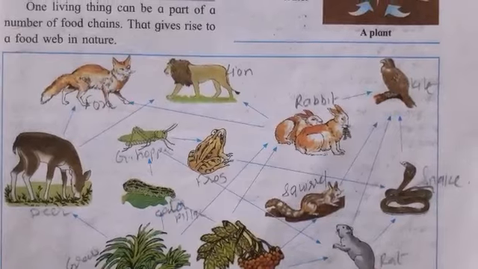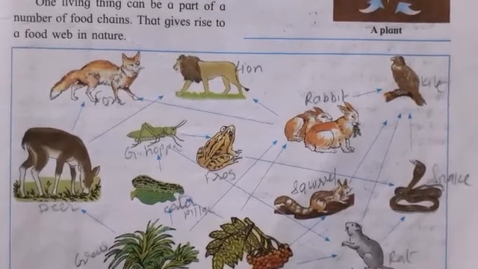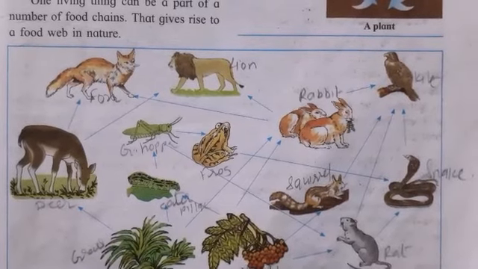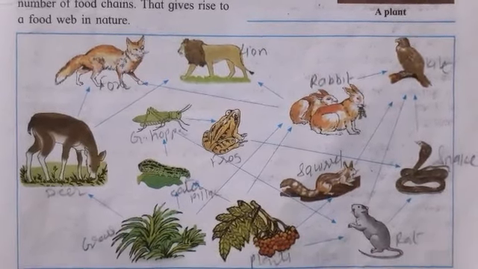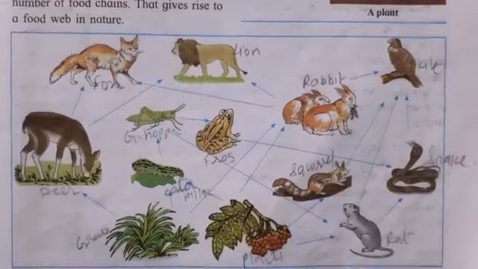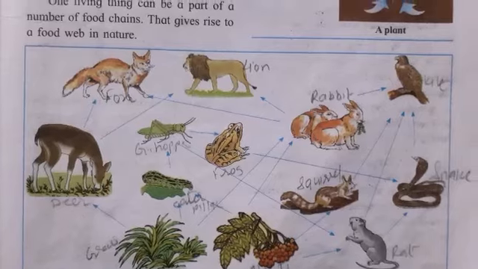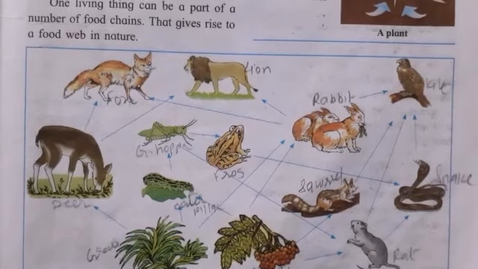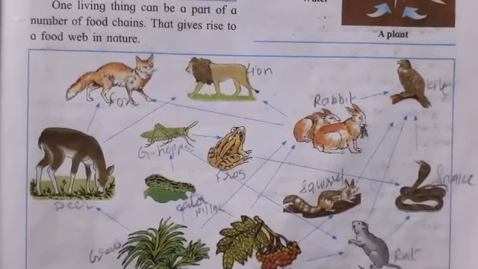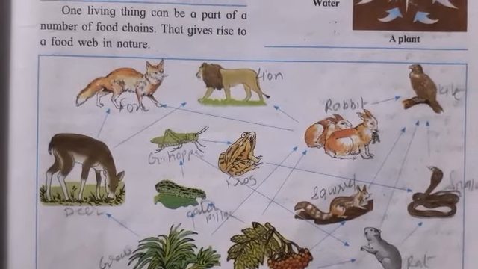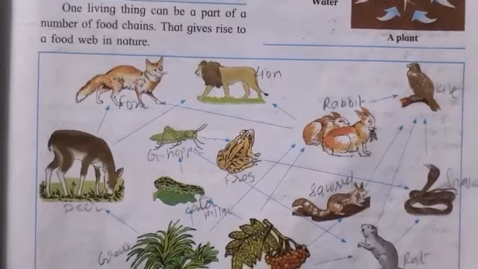One living thing can be a part of a number of food chains. That gives rise to a food web in nature. It means one living thing can be consumed as food by another living being. Many other animals can also eat the other animal as food. It is not that a deer is eaten only by the lion. A deer is eaten by the tiger also, and the leopard also. So many animals can hunt one animal as food.